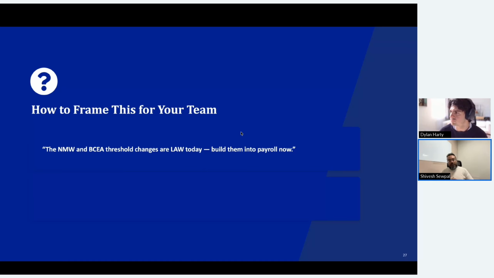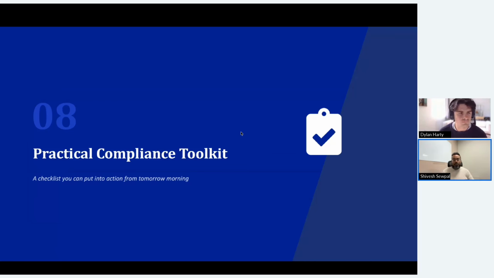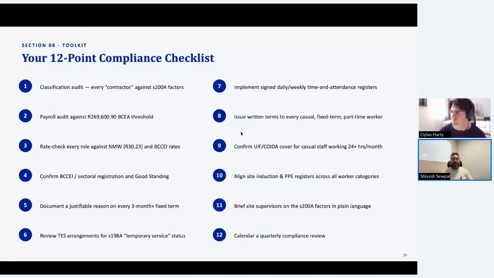Let's finish with the practical part of the webinar, the toolkit. Because ultimately, the value of the session is not just understanding the law, it's knowing what to do with it. This is the slide I would encourage attendees to either screenshot, print, or take back to the office. These are the 12 practical checks I would recommend.